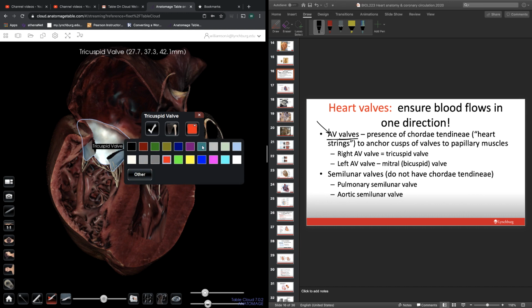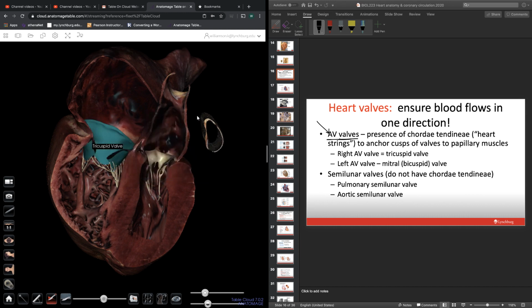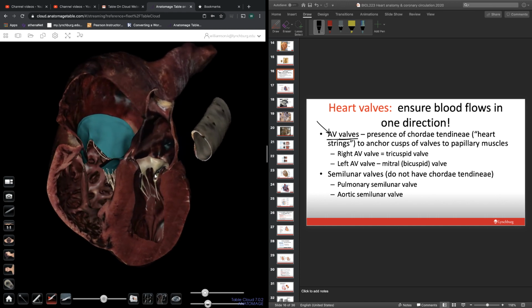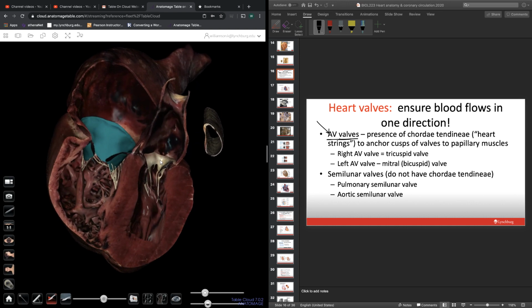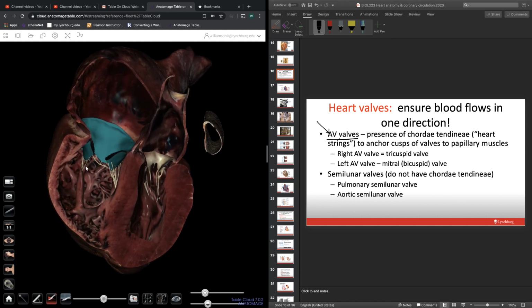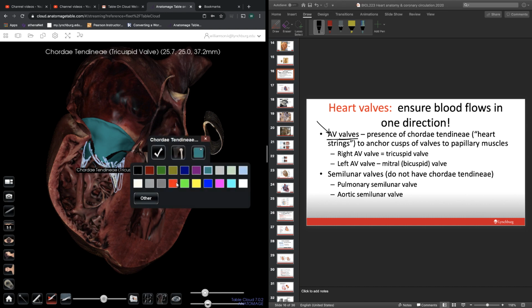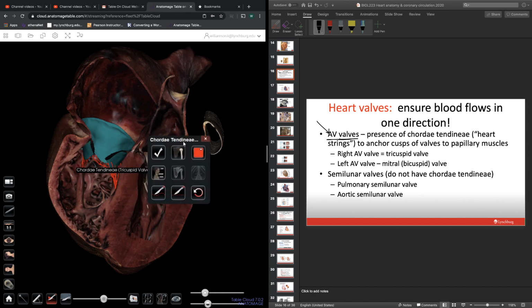And I'm going to take this image and flat color the tricuspid valve so that we can see it more clearly. So here's your tricuspid valve. It has three cusps as part of its valve, and it's anchored to the papillary muscles in the ventricle by these strings called chordae tendinae. These are collagen strings, and they're basically going to anchor the cusp of the valve to the papillary muscles.